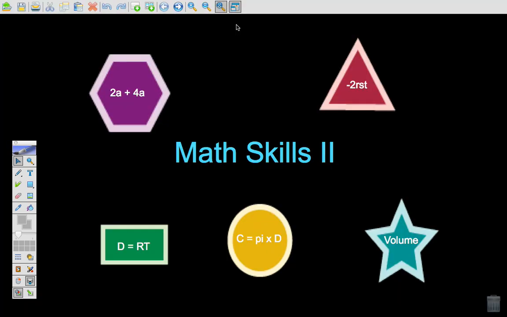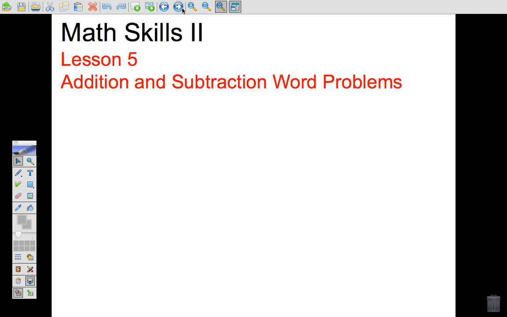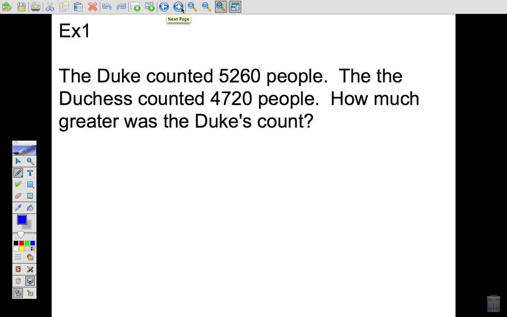All right, for Math Skills 2, we're going to introduce Lesson 5, which is called Addition and Subtraction Word Problems. With addition and subtraction word problems, we're combining what we had in Lessons 3 and 4 as far as adding and subtracting patterns and also multiplying and dividing patterns. Now we're going to start right away with an example.